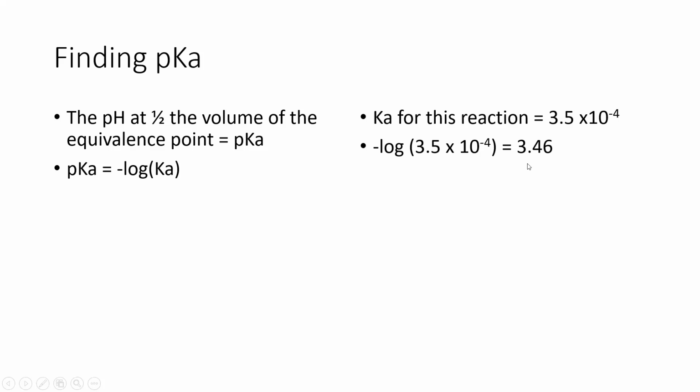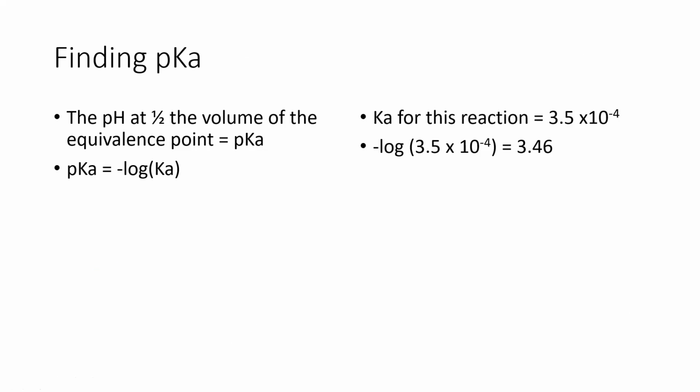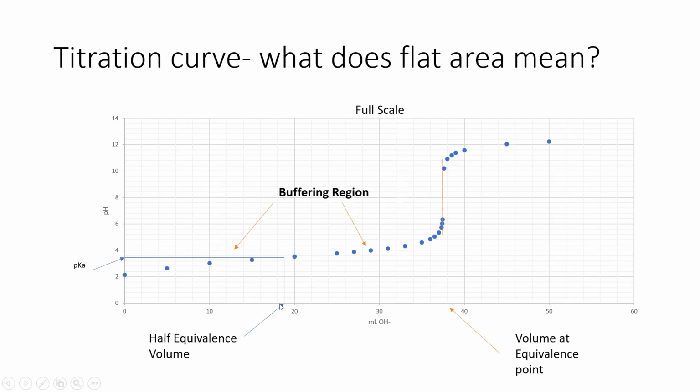So let's go back and look at where that happened on the graph. Our tie lines here go from the half equivalence point up to where it meets the curve and over to the side where the pH is. This is right about at 3.5. So we can find it graphically, or if we happen to know what the Ka is, we can find it using the negative log.